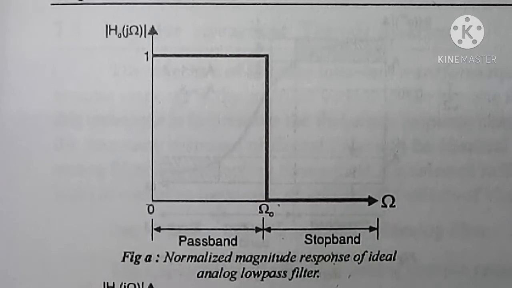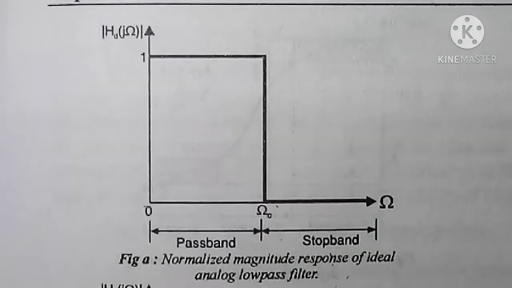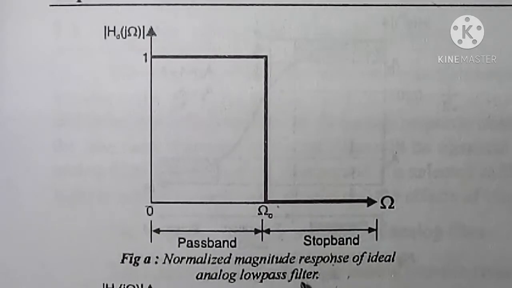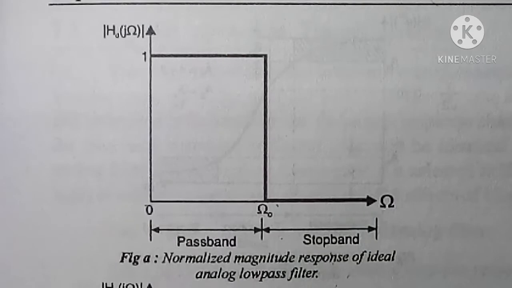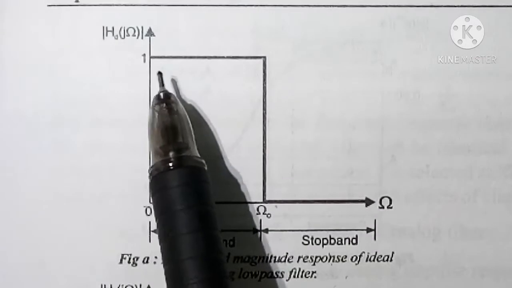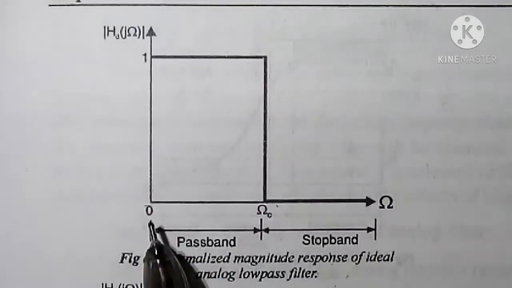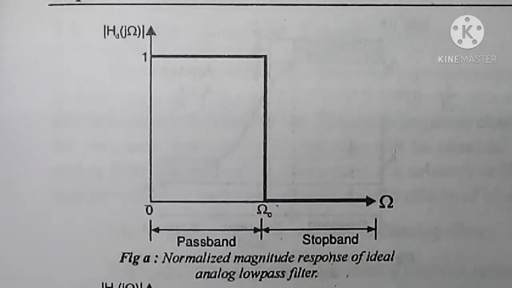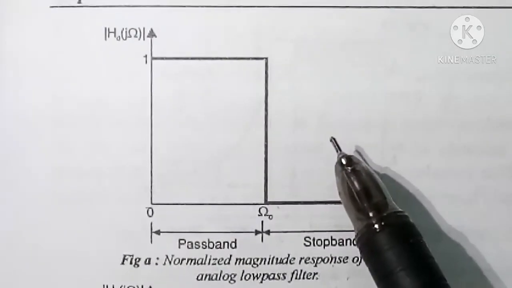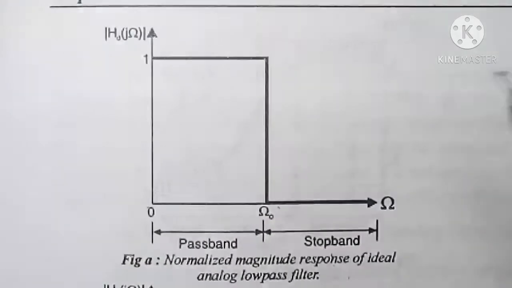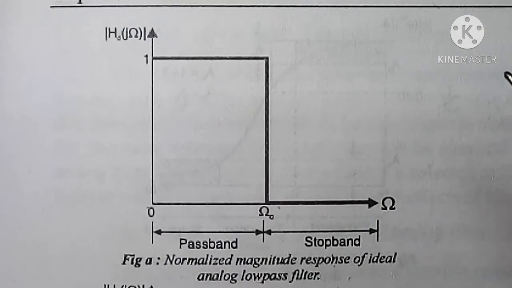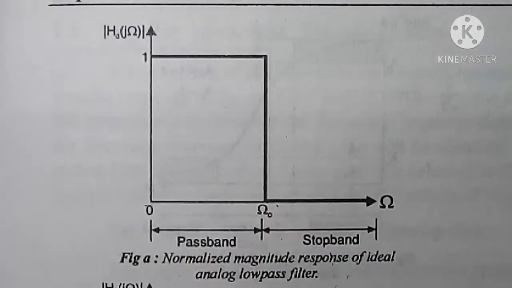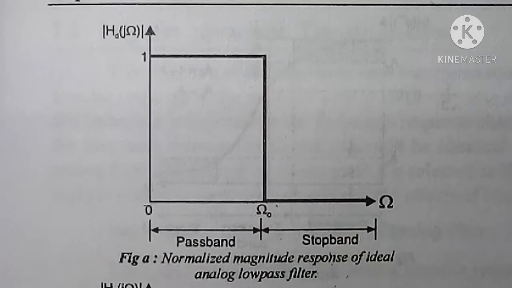Now we will take up the frequency response of normalized ideal analog low pass filter. Normalized filter means the maximum magnitude is equal to unity and the minimum magnitude is equal to 0. Here you can see that the frequency response of ideal low pass filter is box like. It looks like a rectangular box.